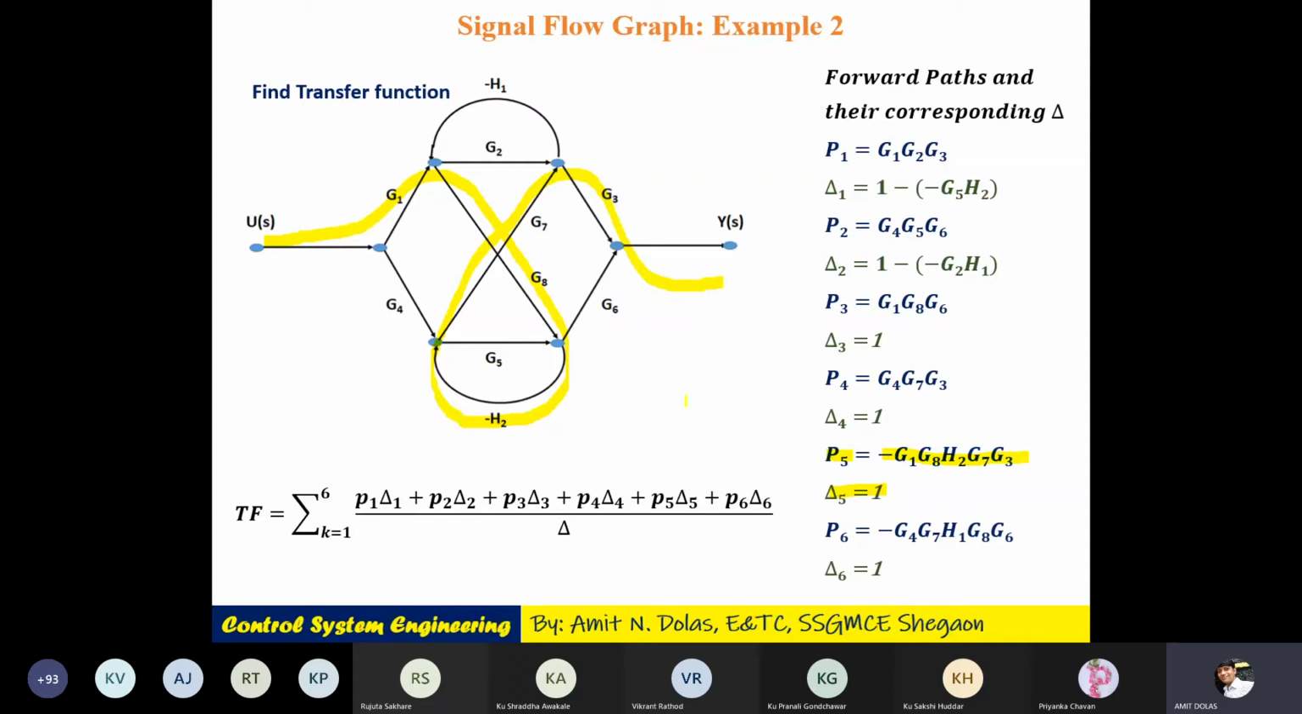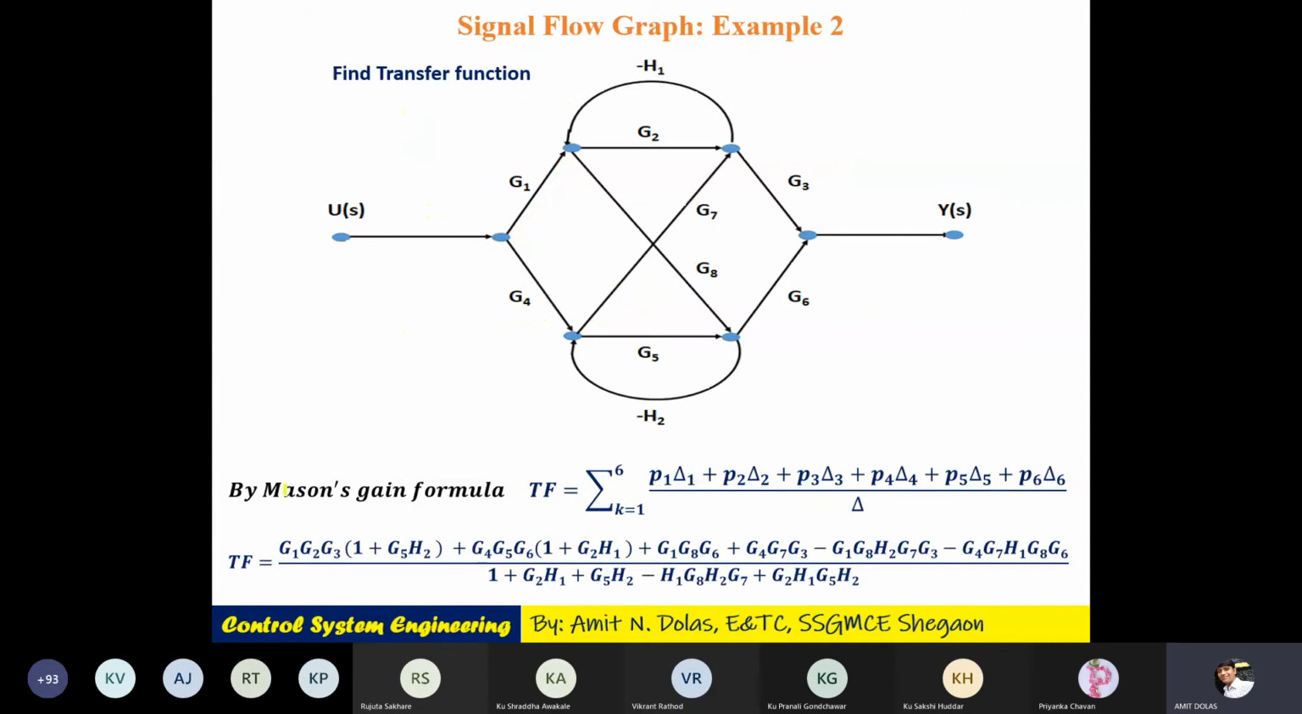Delta 5 is 1. Similarly, in the opposite direction, the same symmetry. Another is G4, G7, H1, G8, G6. Again, all the loops are touching to this path also, so delta 6 will also be 1. So the overall transfer function is summation of k 1 to 6 because 6 paths are there: P1 delta 1 plus P2 delta 2 plus P3 delta 3 plus P4 delta 4 plus P5 delta 5 plus P6 delta 6 divided by delta, which we have calculated earlier.